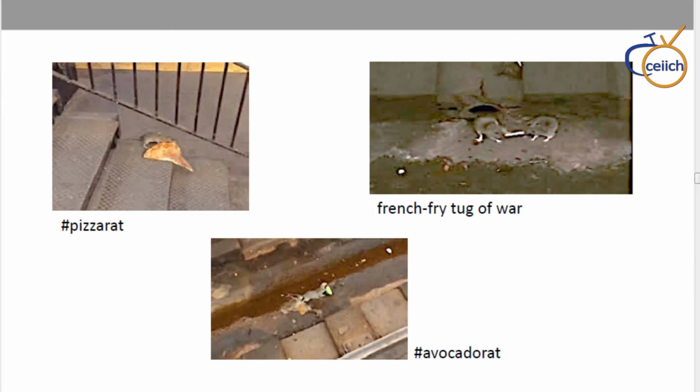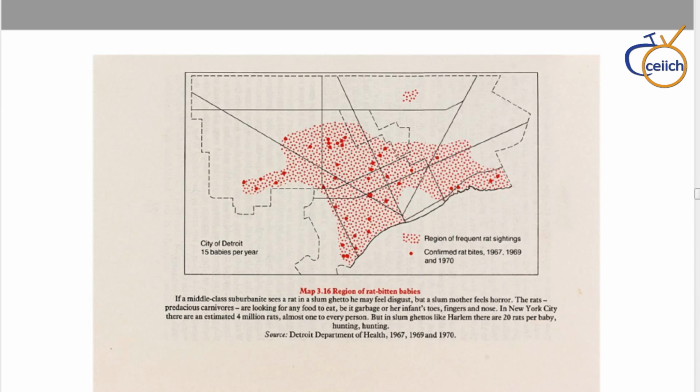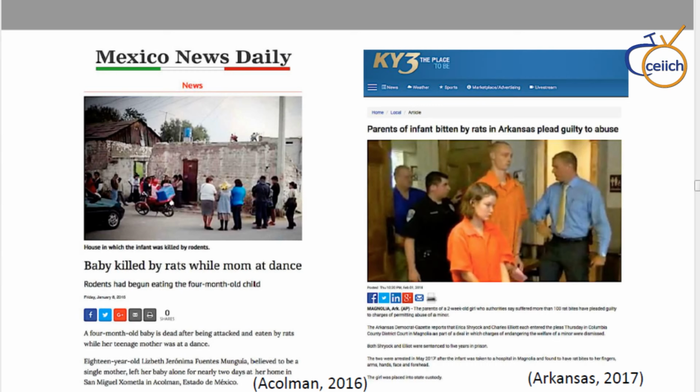Well, not all of these public images of rats are so kind. Other ways in which rats make a public appearance is as these nasty creatures that like to eat babies. So there was a famous story that came out from Mexico in 2016, in Acoman, which I guess is not too far outside Mexico City. Baby killed by rats while mom at dance. Make sure when you go to your dance that your child is okay. I think that's the lesson there.